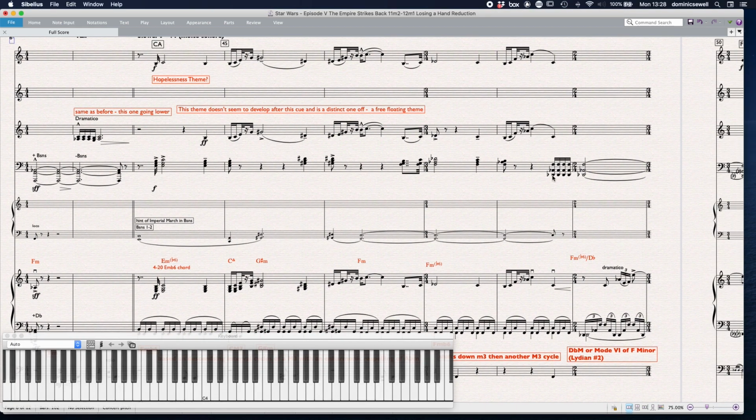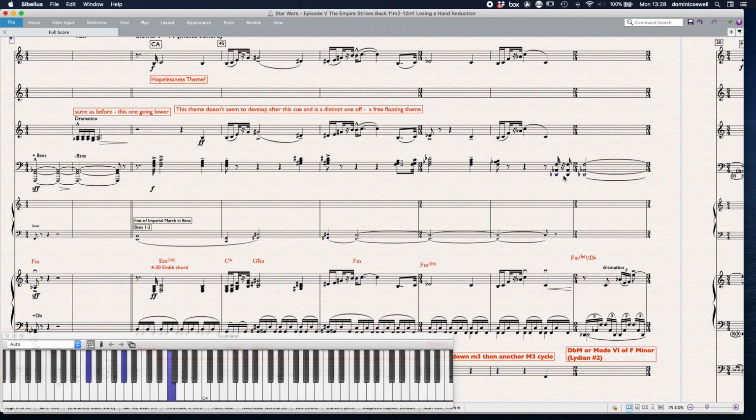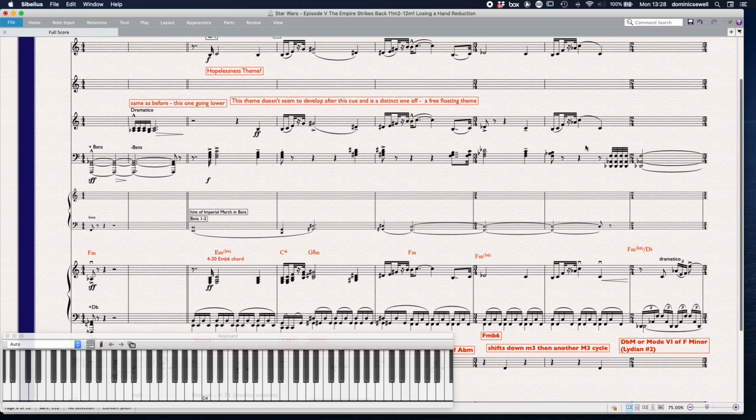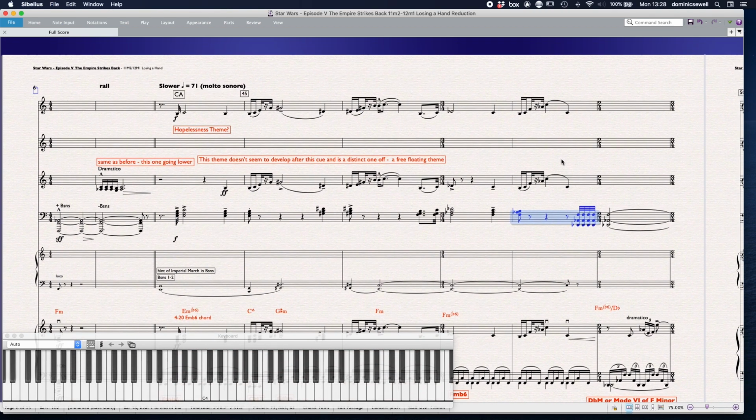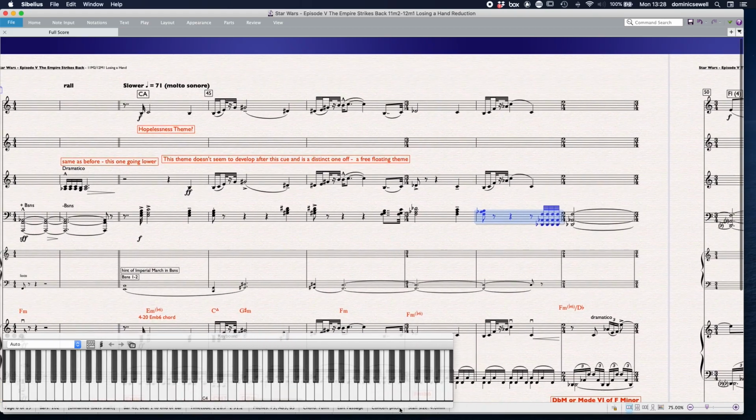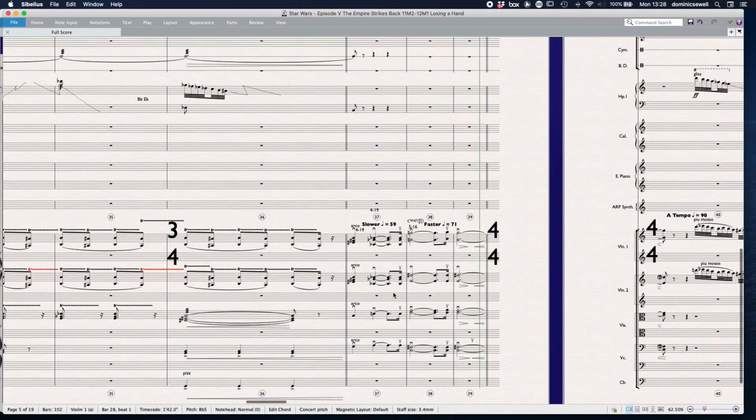So these are actually demi-semis. That's an interesting thing. I will have to rectify that in the main score as well. So that's going to be bar 48. So let's have a quick look at bar 48.